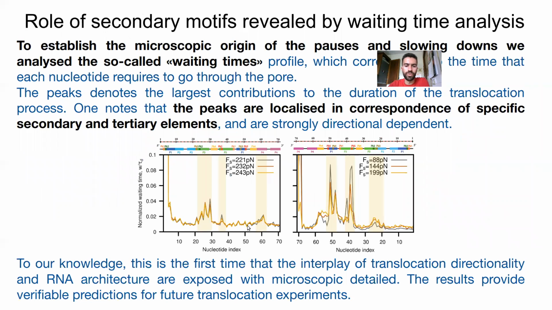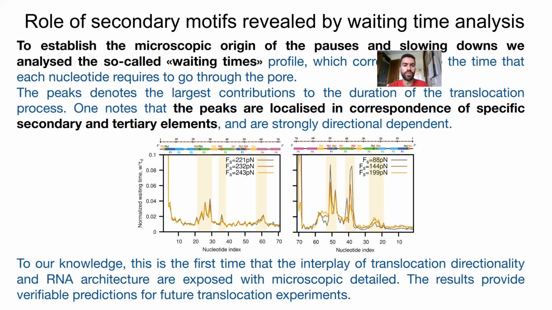In order to relate this slowing down with the secondary motifs of the RNA, we performed a waiting time analysis. So the waiting time is the time that each nucleotide of the molecule requires to go to the pore. These waiting times are shown in these two graphs here for the two different pulling directions, from the 5' on the left and for the 3' ends on the right. The peaks denote the largest contributions to the duration of the translocation process.